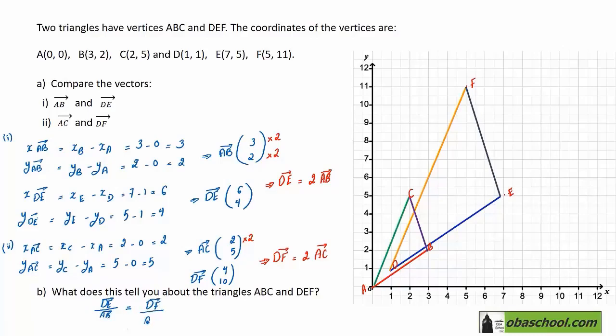So we say DE over AB is equal to DF over AC, which is equal to 2. And so this would basically mean that both triangles are similar, since they have two equal ratios of two different vectors. Again, DE and AB are double, DF and AC are double. So we have similar ratio. So ABC and DEF are similar triangles with ratio of similarity equal to 2.